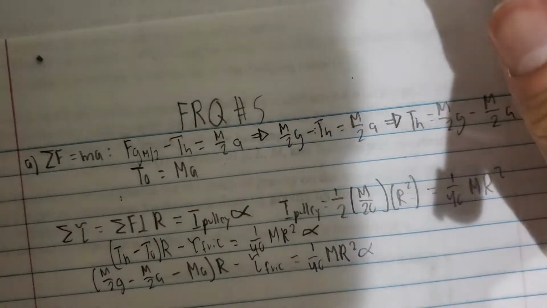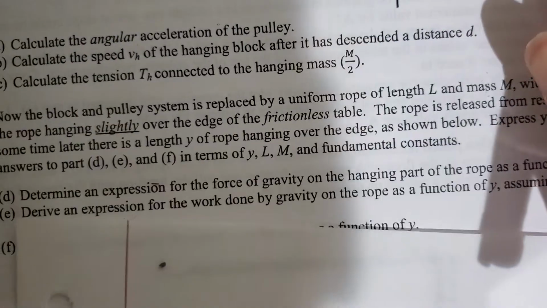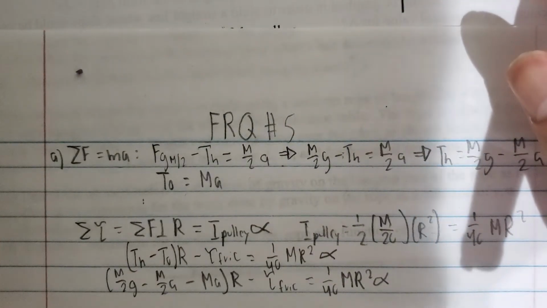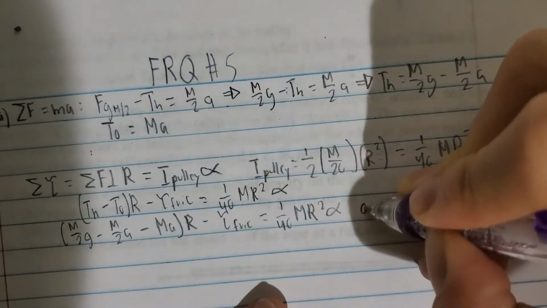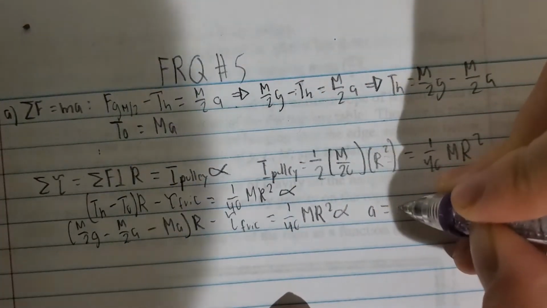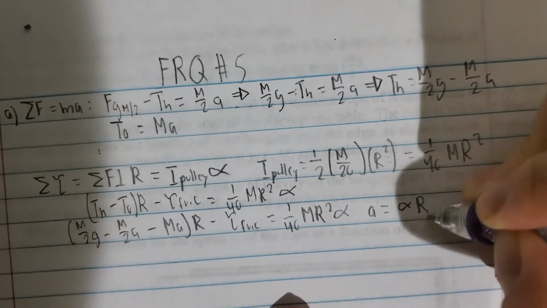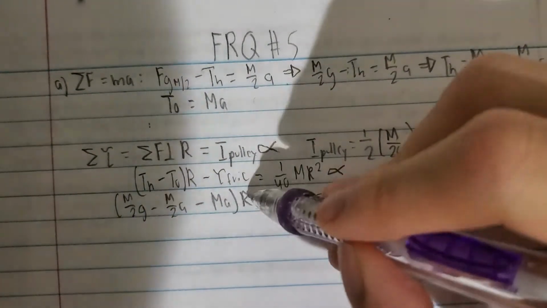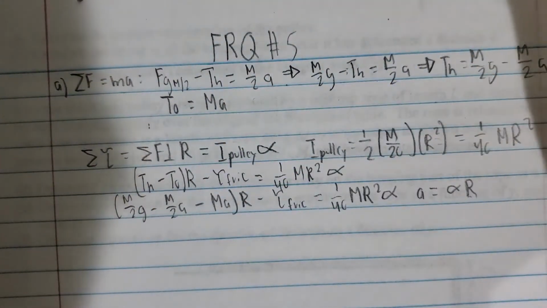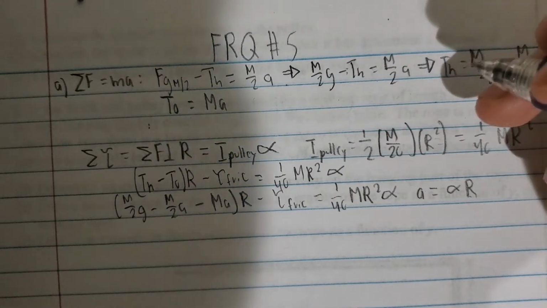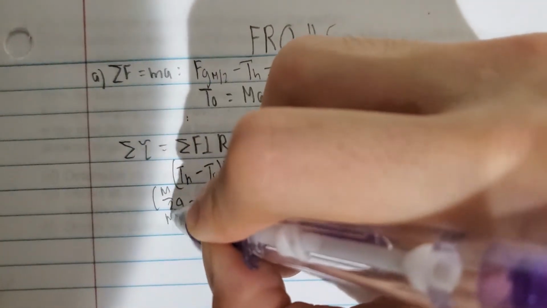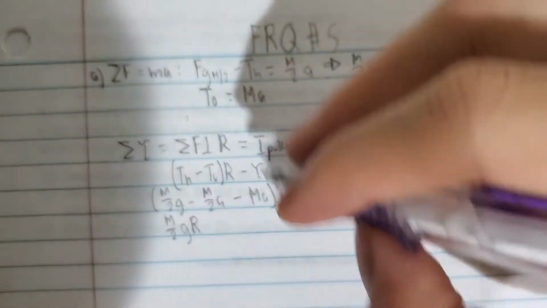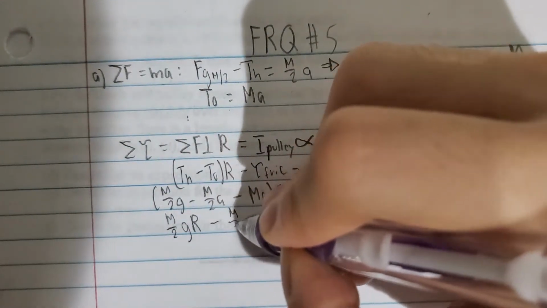I know that, wait, I'm trying to find angular acceleration. Okay, so I know that my a right here is equal to angular acceleration times r, and so now I'm going to substitute that in. But I'm also going to distribute the r as well, so I'm doing two things in one step. So that's m over 2 times g, and then distribute the r, so m over 2 times g times r, minus m over 2 times a.